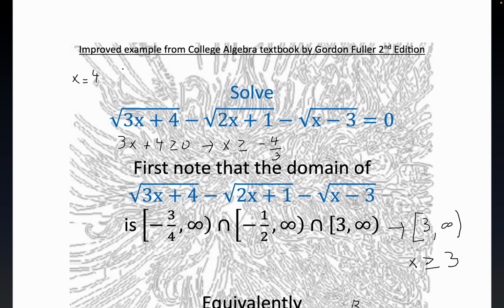you will get the square root of 16 minus the square root of 9 minus the square root of 1, right? And of course that's 4 minus 3 minus 1, so that does equal 0. So 4 checks. So 4 is the solution. x equals 4 is the solution.